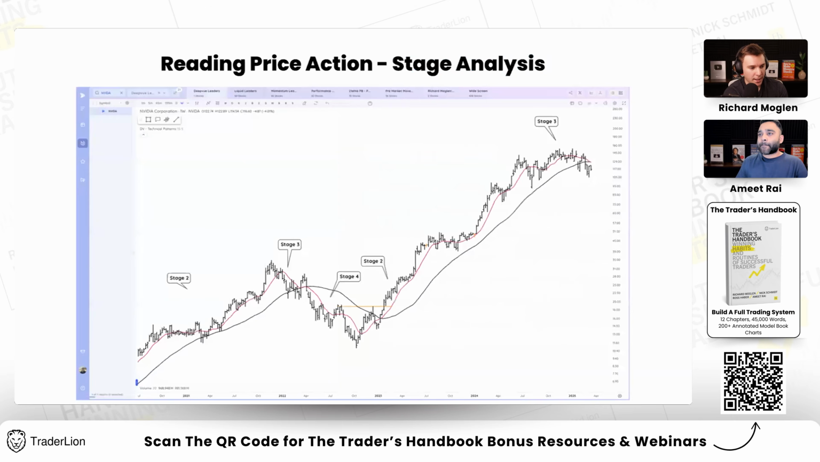All right. So here's an example. This is NVIDIA. We've got the 2020 stage 2.